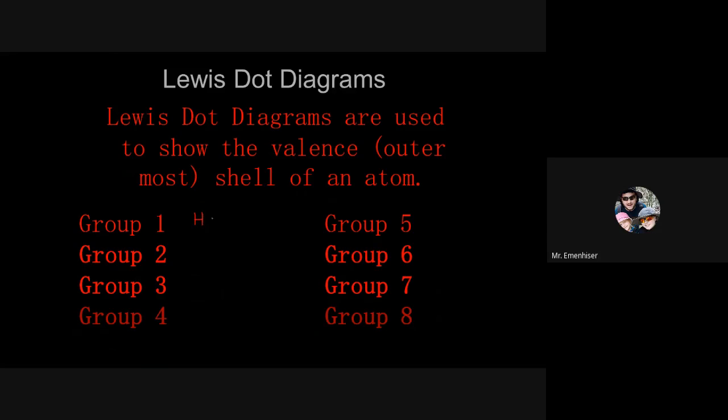Group 1, like hydrogen, will have 1 valence electron. Group 2 will have 2 valence electrons, like magnesium. Group 3 will have 3 valence electrons, like boron. Group 4 will have 4, like carbon. Group 5 is going to be like nitrogen with 5. Group 6 will be oxygen with 6. Notice that I spread them out and then I pair them up. Group 7 will be like fluorine. 3 pairs and 1 single. And then group 8 will be like neon, which will have 8 electrons.